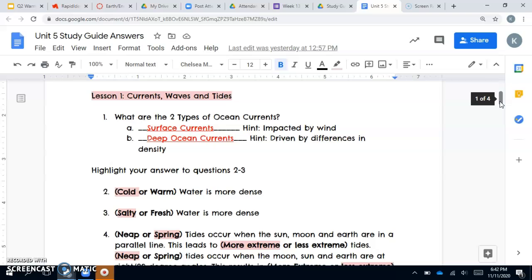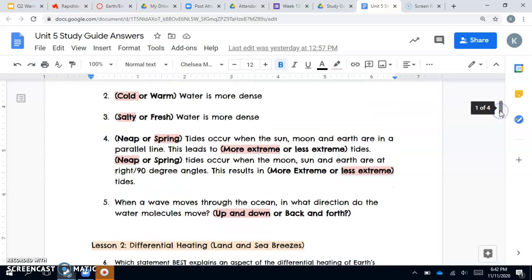Question 1 asks us, what are the two types of ocean currents? On our very first lesson, we learned there were two types, and those are our surface currents and our deep ocean currents. Remember that our surface currents are impacted mostly by wind, and that they are the currents that are closer to the top of the ocean. And then our deep ocean currents are more so affected by density currents, so the differences in density in the ocean water. And those are really what drive that conveyor belt in our ocean.